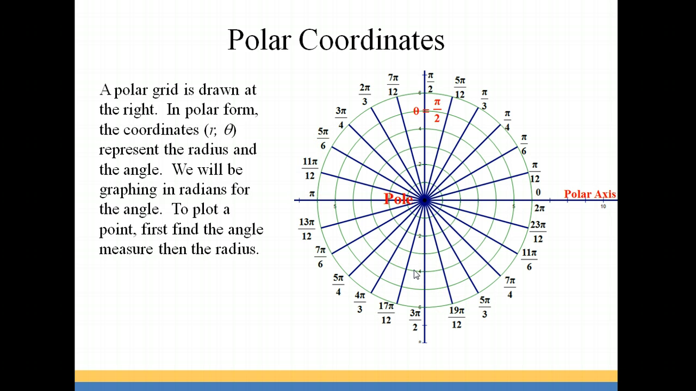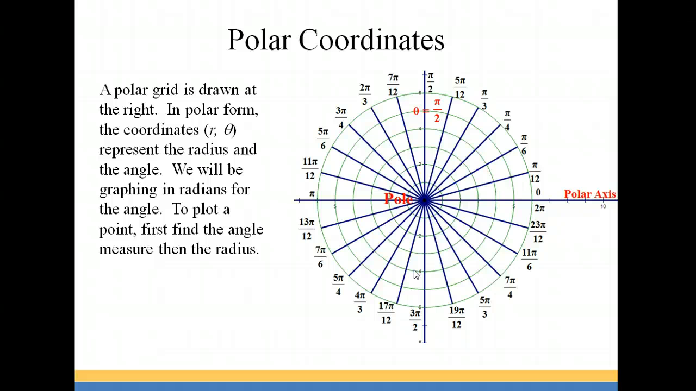Now, with a polar grid, the only difference between plotting points on there and plotting points on a rectangular system is that we plot the points in terms of their radius length and an angle measure, rather than an XY ordered pair. But all the points will be in the same position as if they were on an XY plane.